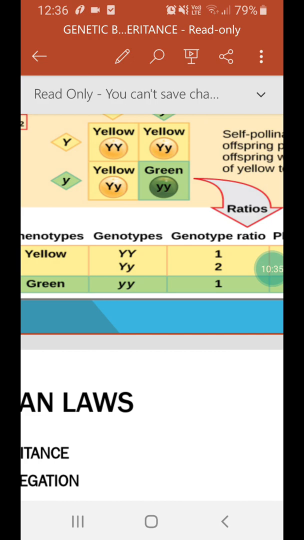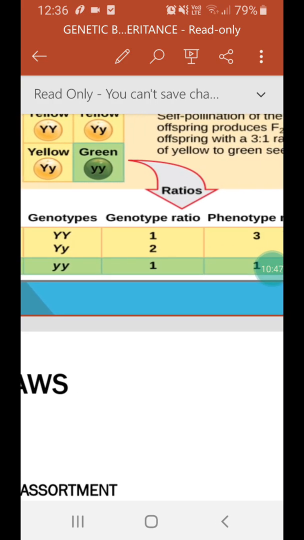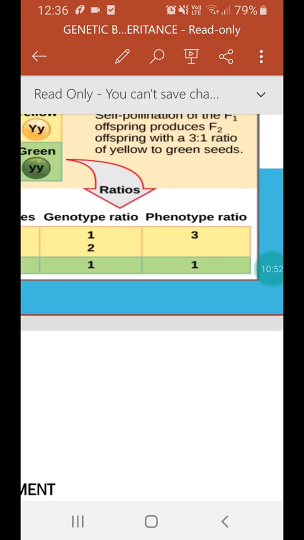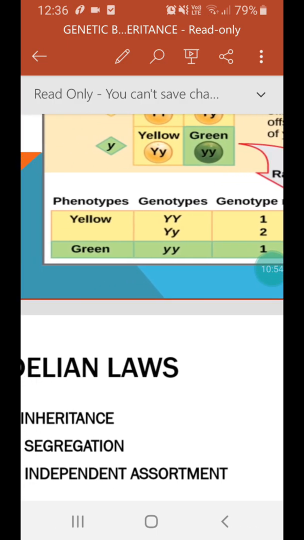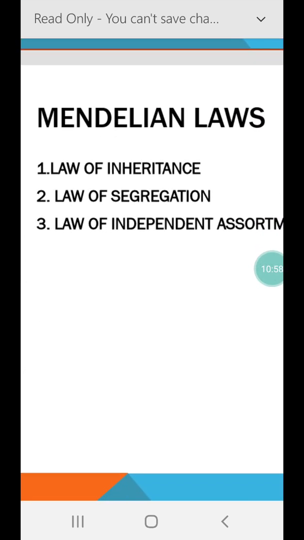Since this is a dominant characteristic, all these plants are yellow. And in the case of the last one, it is green, only small y characters are there, which is the recessive one. So this is the genotype, and the genotypic ratio is 1:2:1, while the phenotypic ratio is 3:1. So this is the monohybrid cross.